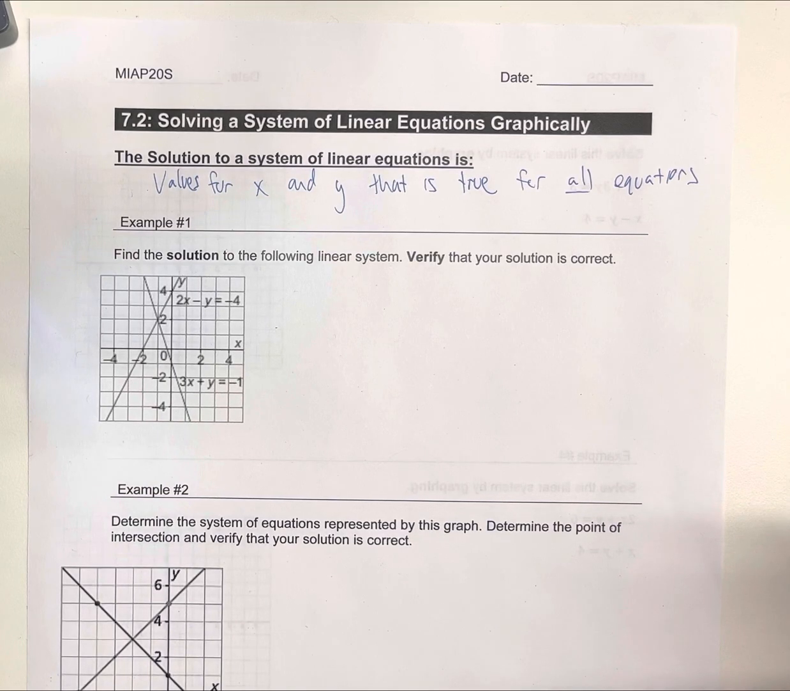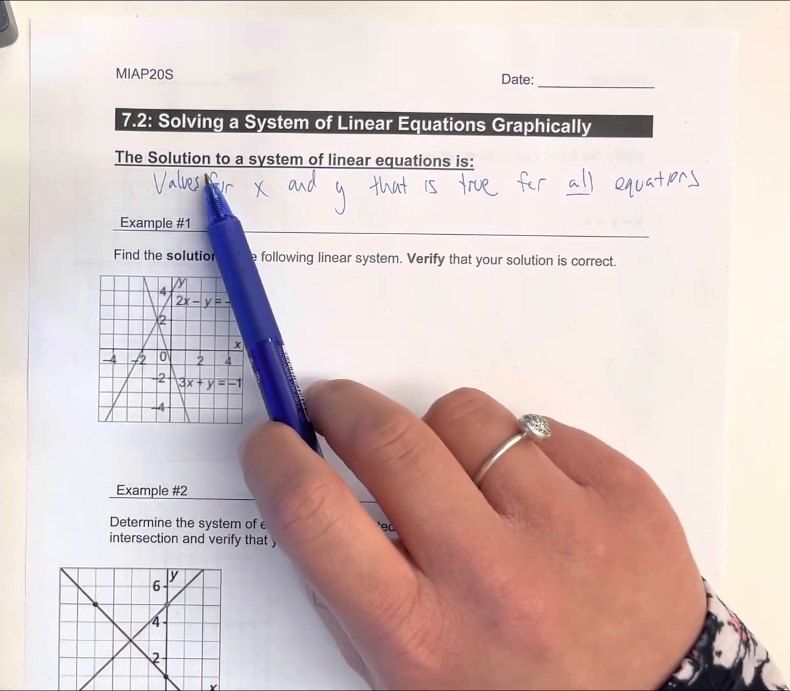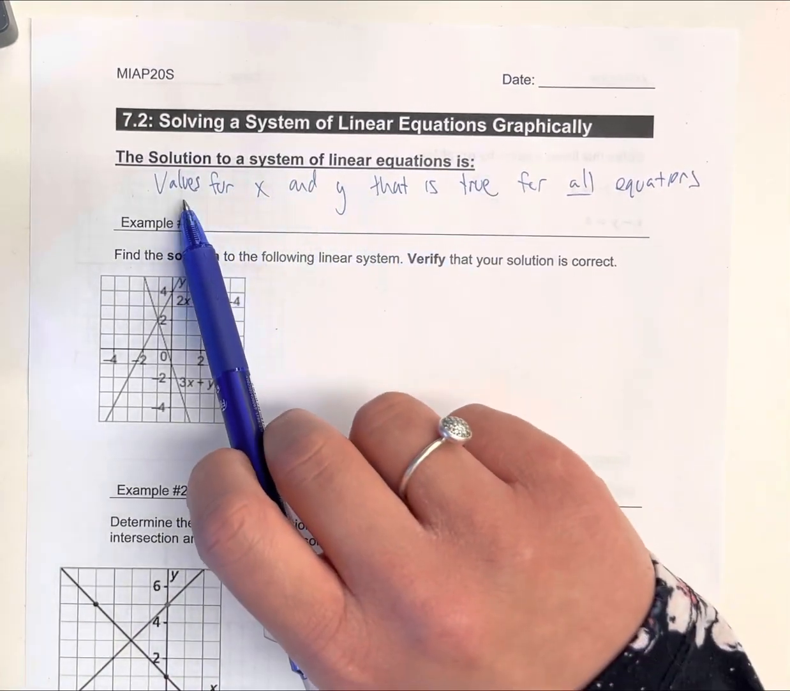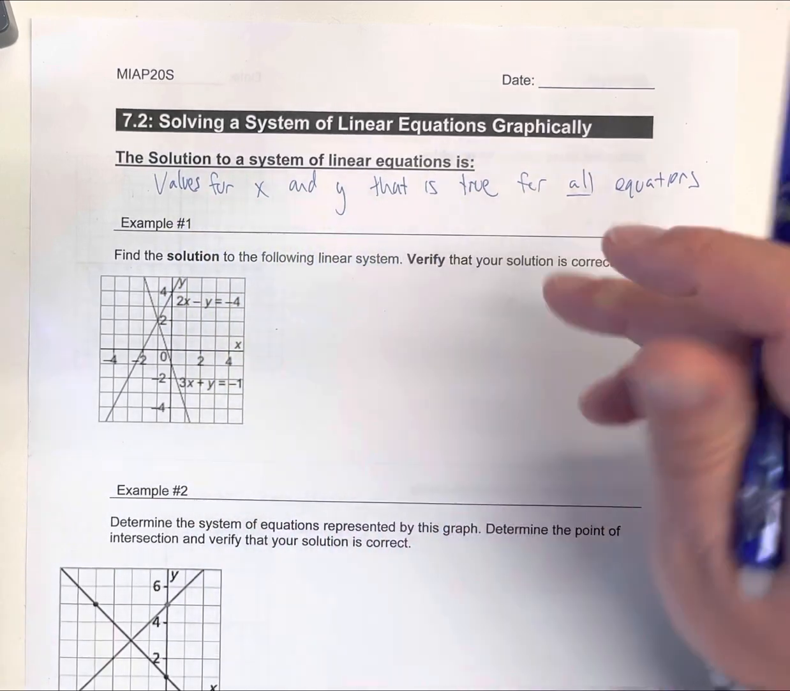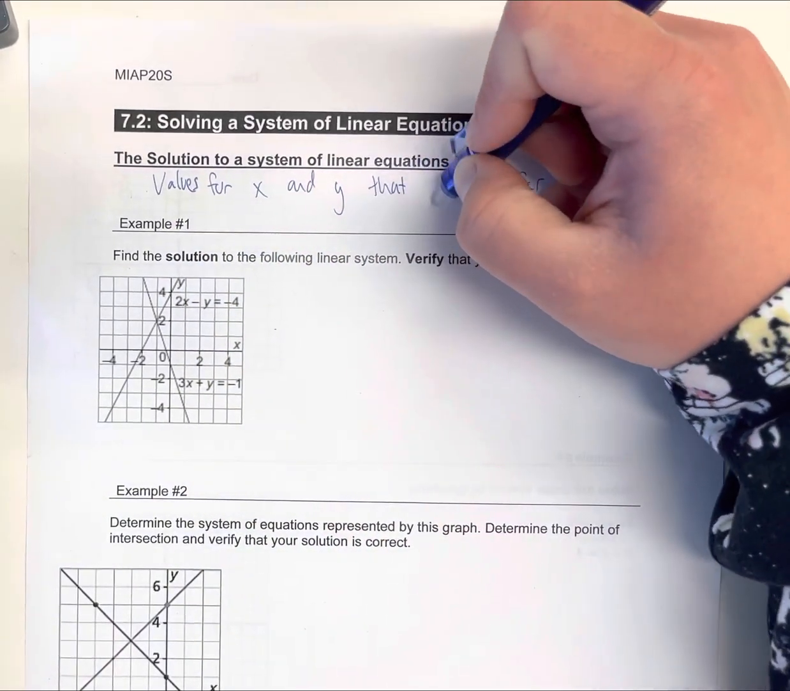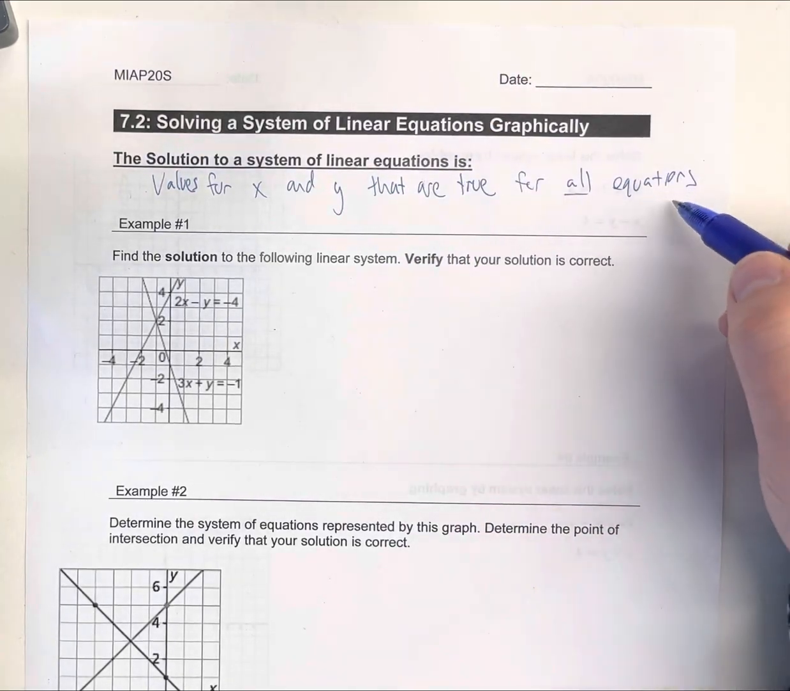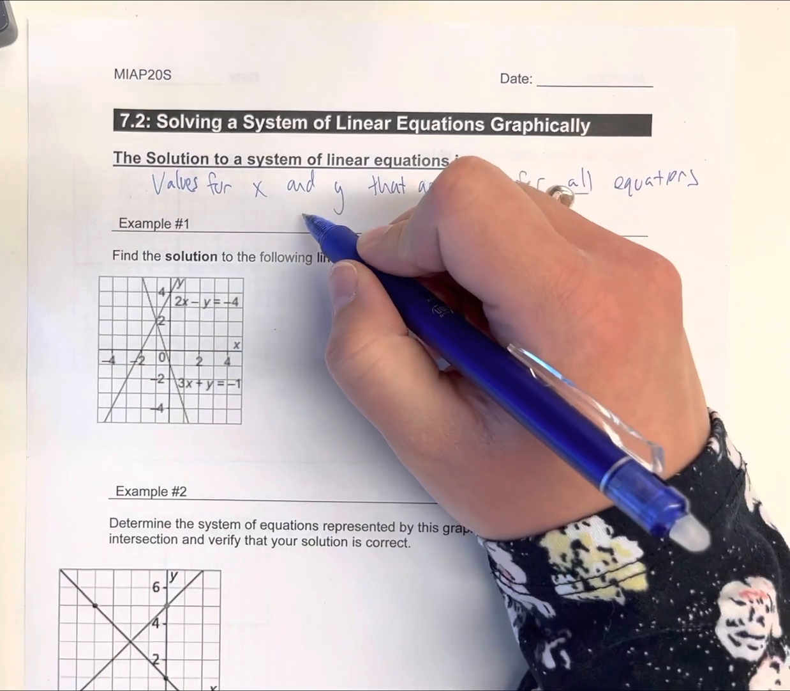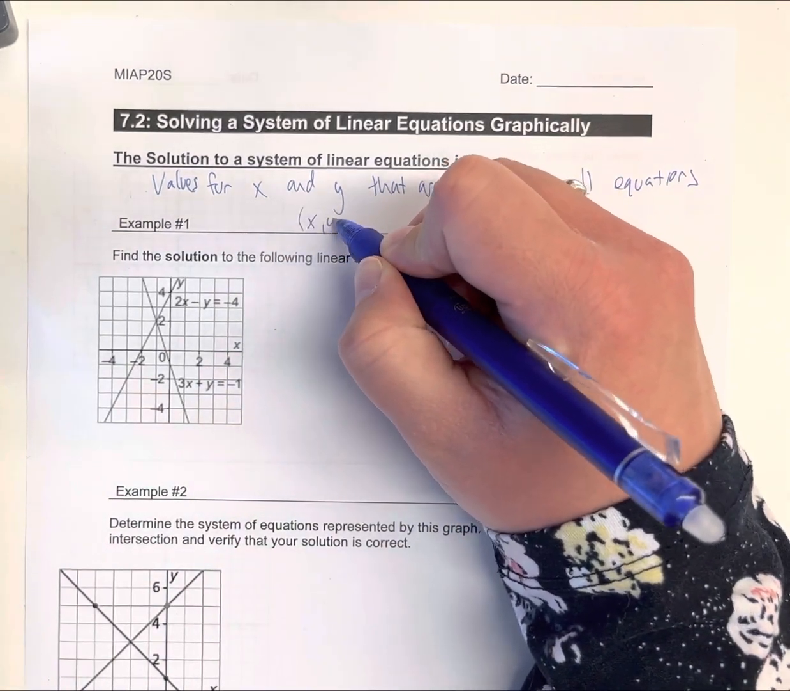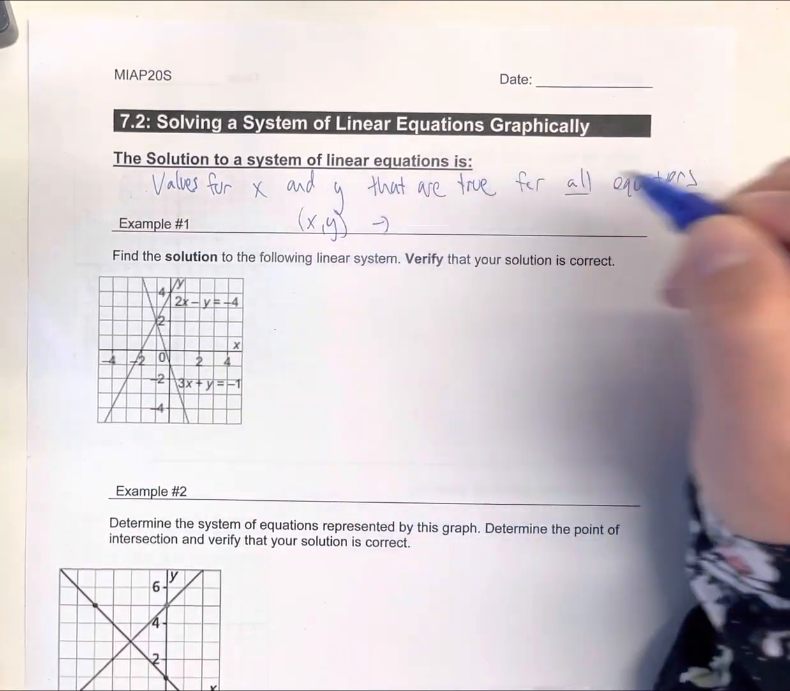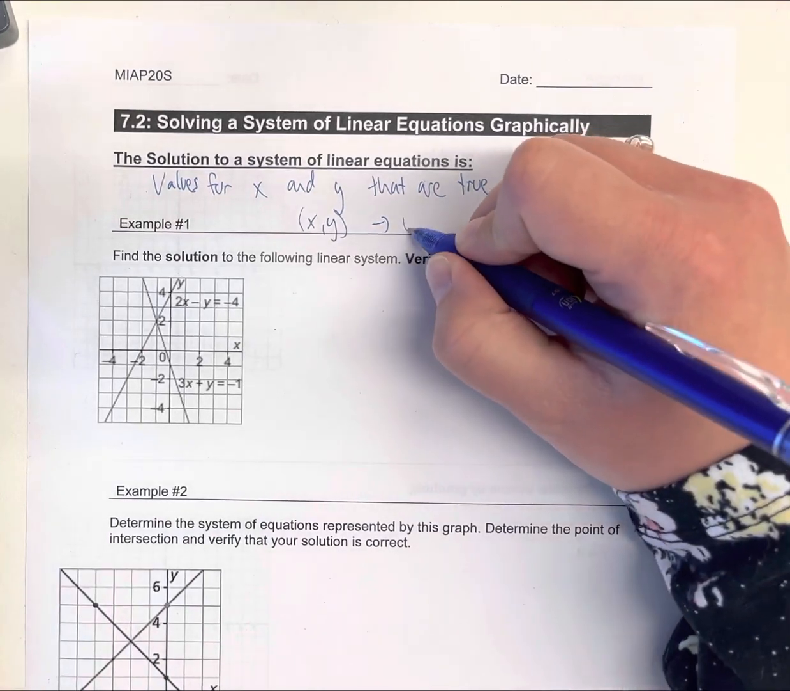Alrighty, so today we're working on 7.2 from Systems of Equations, and today we're going to start finding solutions to our systems. The first way we're going to do it today is graphically. So a solution to a system of linear equations is values for x and y that are true for all equations. Now in this case, it's going to be an x and y value, and it will be, where do your lines intersect?